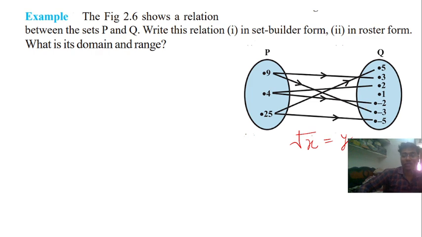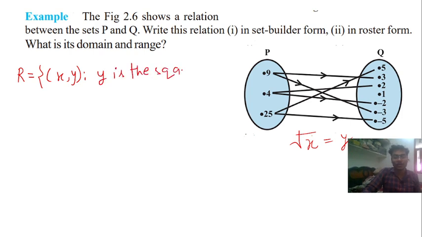Okay, so how you will get the second element? You will do the square root of the first element and then the second element. Okay, so in set builder form you will have to write the statement. So we are writing the statement such that x comma y, where y is the square root of x. This is our first answer in set builder form.